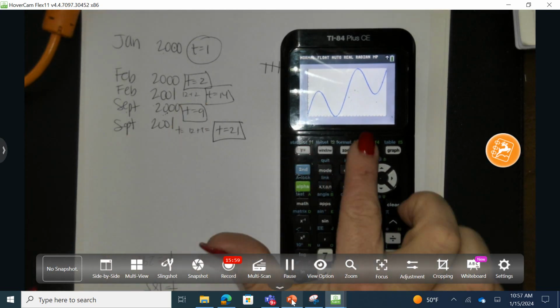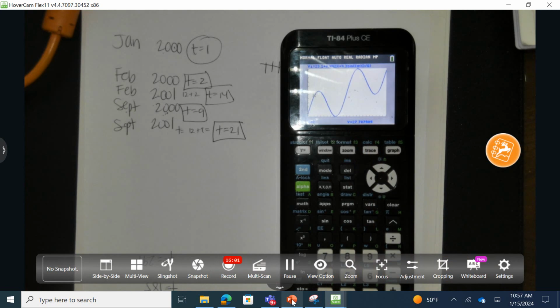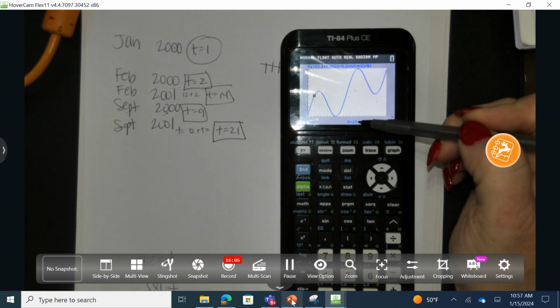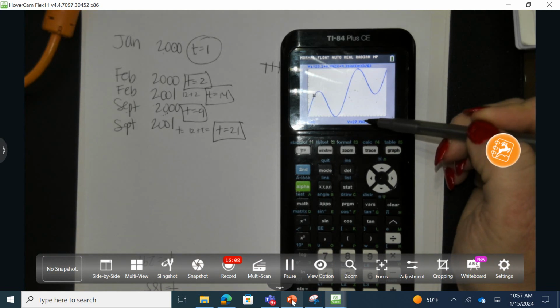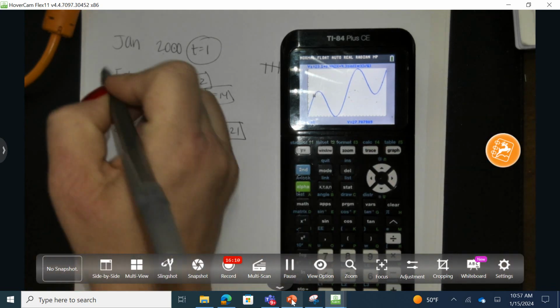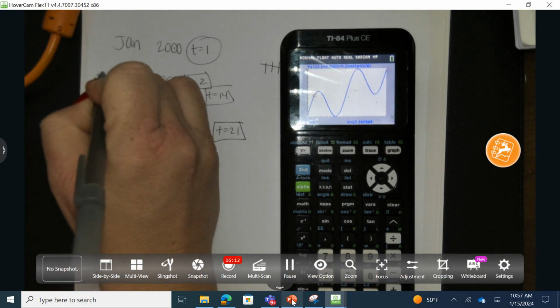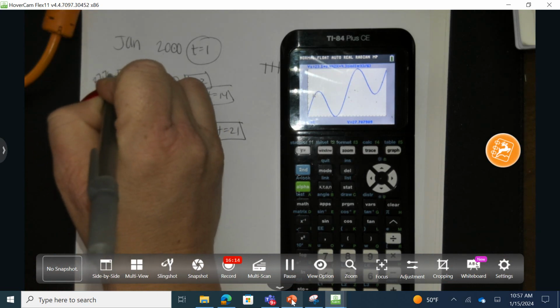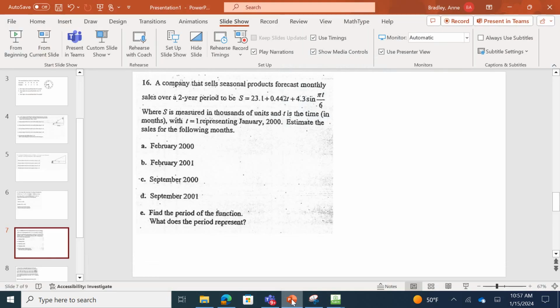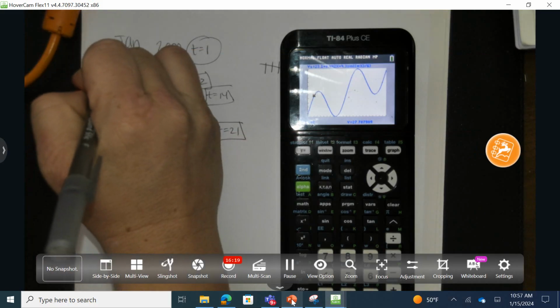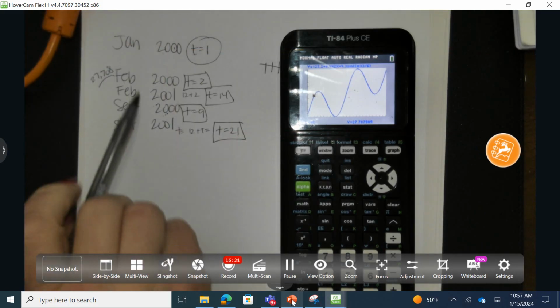Let's start with the first one. Second trace, the value, plugging in 2. So in February 2000, we can say 27,708 if I round it. So this again would be 27,000 and this would be 708. I want to read that one more time. This is in sales. Okay. Let's look at the next one.